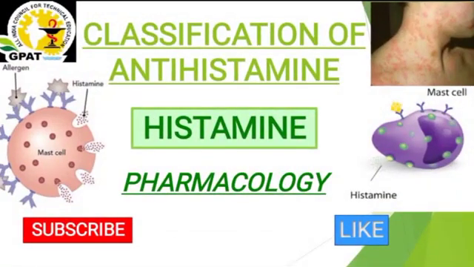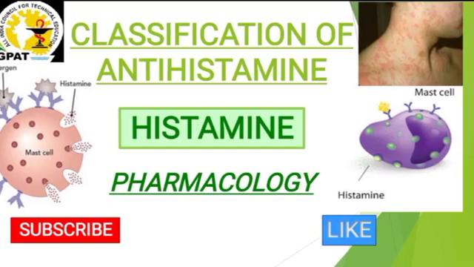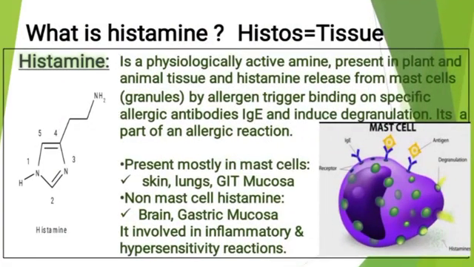Today we'll talk about the classification of antihistamine and histamine pharmacology. Now what is histamine? Histamine is derived from the Greek word histos, that means tissue. Histamine is a physiologically active amine present in plant and animal tissue, and histamine released from mast cell granules by allergen trigger binding on specific allergic antibodies IgE induces degranulation. It's a part of an allergic reaction.